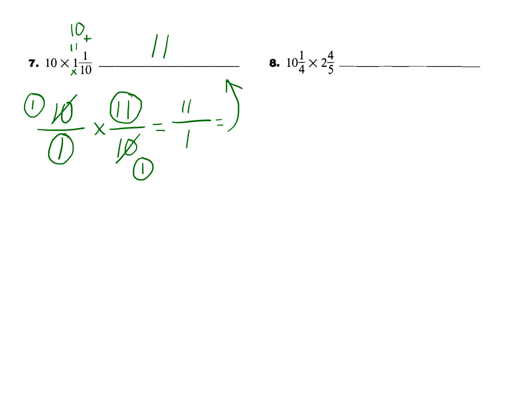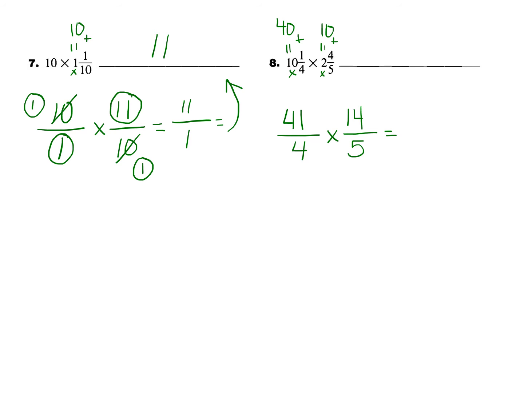Question number 8. 10 1/4 times 2 4/5. 4 times 10 equals 40. 40 plus 1 equals 41 over 4. Multiplied by 2 times 5 equals 10. 10 plus 4 equals 14 over 5.